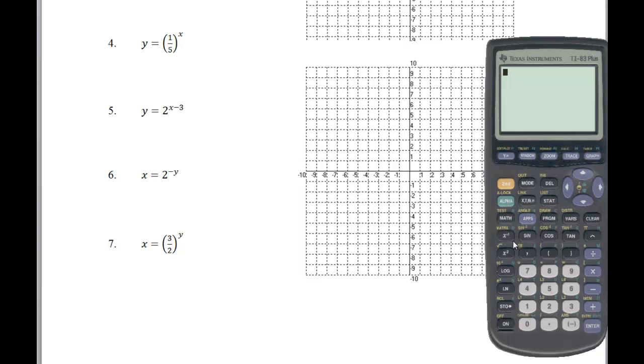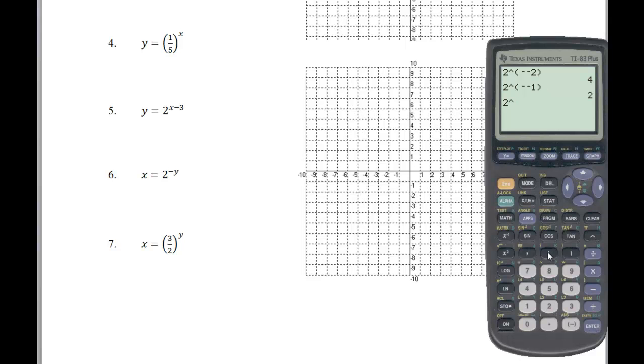Alright, so here's what I'm going to do, is I'm going to type in 2 caret negative, and then I'm going to try negative 2. This will be my first data point here, which gives me 4. Then 2 caret negative, and then negative 1. See, I'm just plugging numbers in for my y to figure out what my x is going to be, and it's going to be 2.